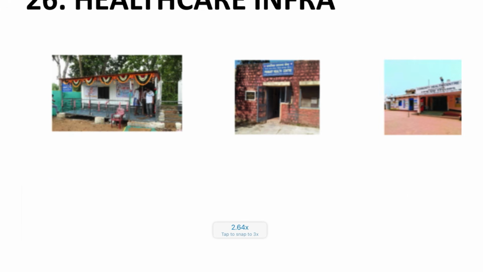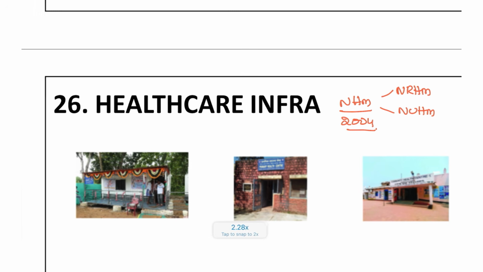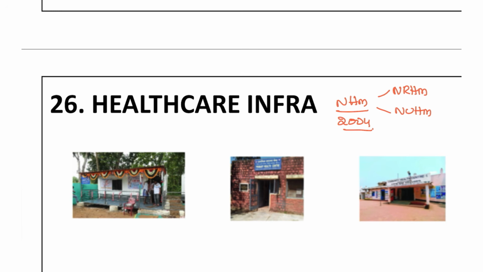Next, healthcare infrastructure, how the healthcare has to be maintained according to the NHM criteria. So we have the National Health Mission, subdivided as the National Rural Health Mission and National Urban Health Mission. Thanks to Dr. Manmohan Singh, who started this health mission in 2004 for all the citizens of the rural and the urban areas.